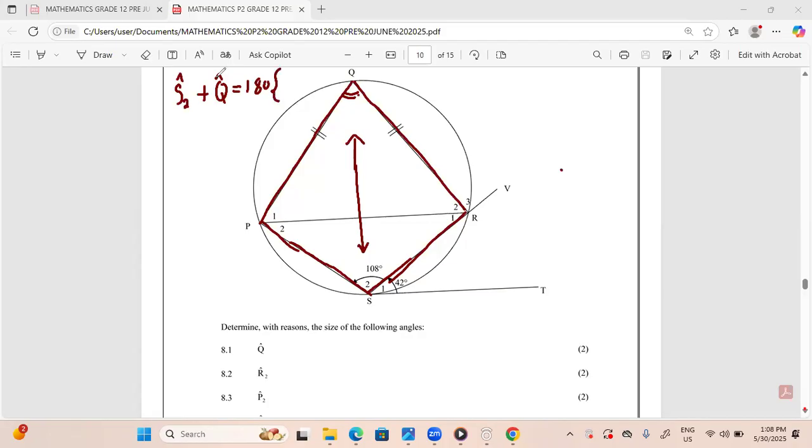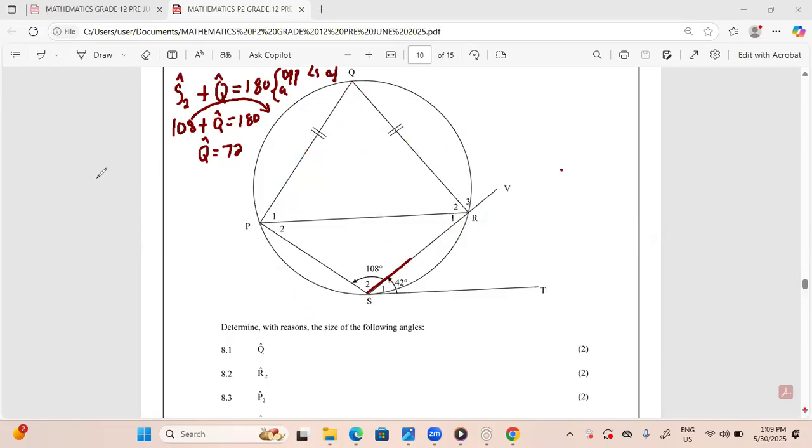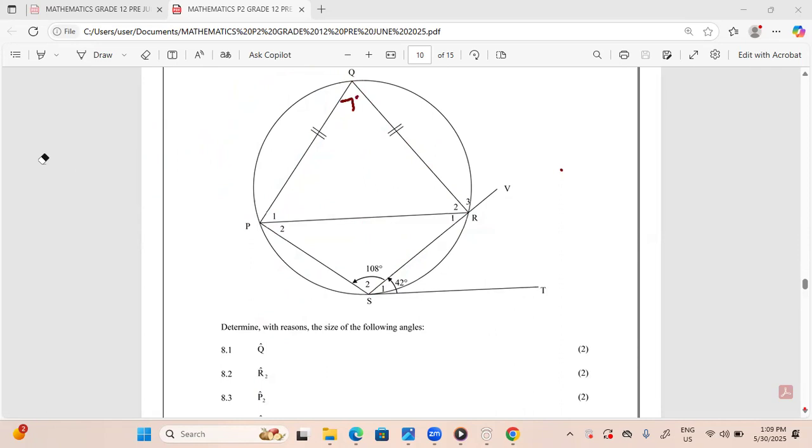And we should not forget to write the reason. Please write the reason. Opposite angles of a cyclic quad are supplementary. You write your reason. Now you know that S2 is 108. 108 plus Q is 180. Therefore, Q is 72. We take 108 to the right-hand side. 180 minus 108 is 72. So you found your angle Q, so easy. Your Q is 72.